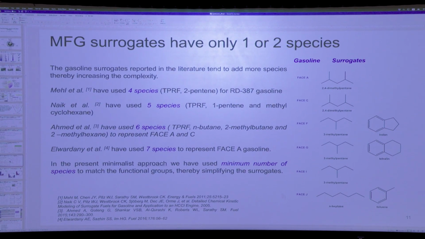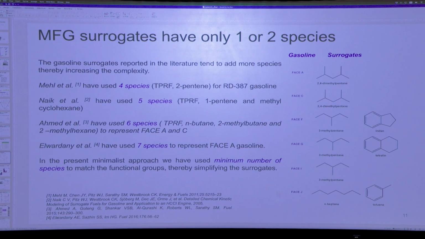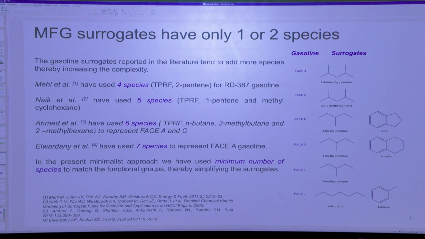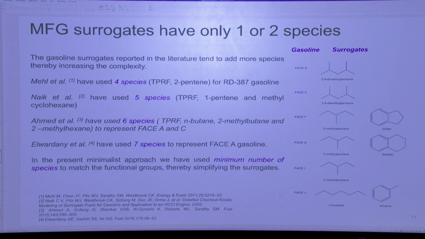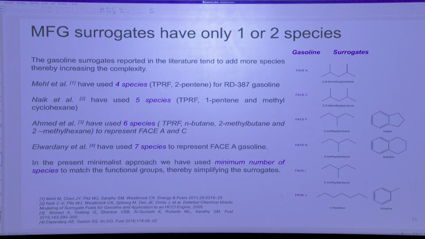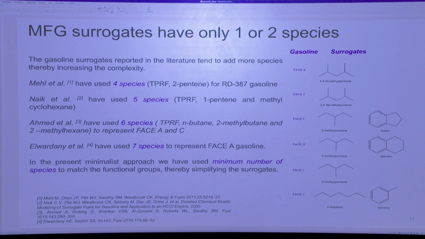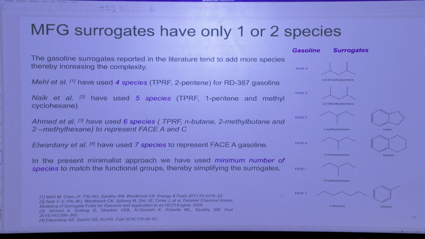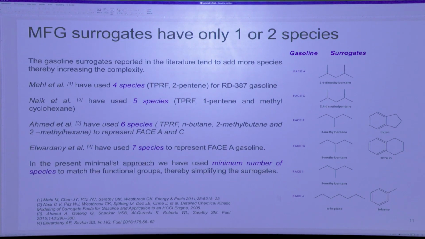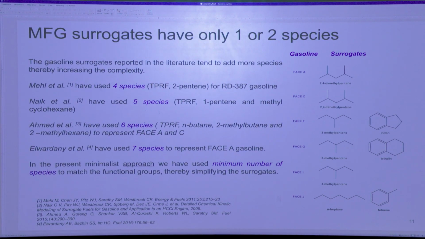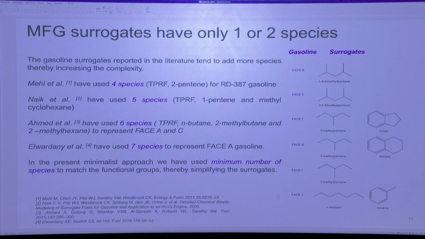So we make these different surrogates, okay? And we make surrogates of different complexity. So a group at Livermore has proposed surrogates with like 4 species: toluene, heptane, isooctane (PRF means heptane, isooctane), plus 2-pentene to represent 387 gasoline. Nayak et al., who worked for Chemkin, made a 5-component surrogate. Ahmed et al., at KAUST, made a 6-component surrogate for some gasolines.